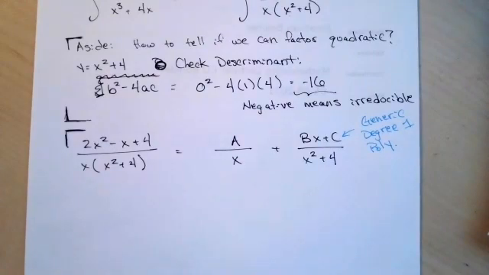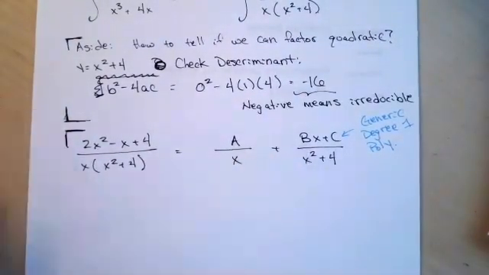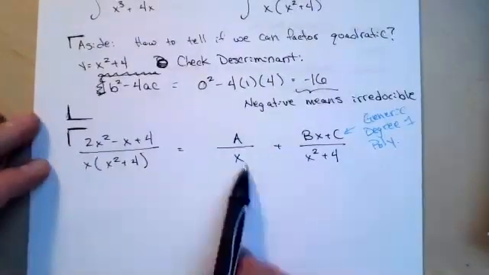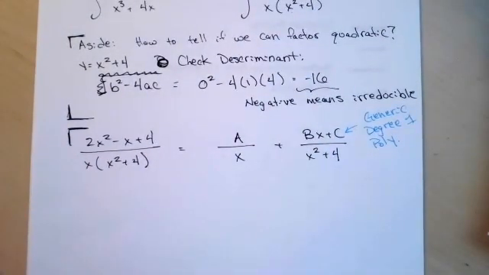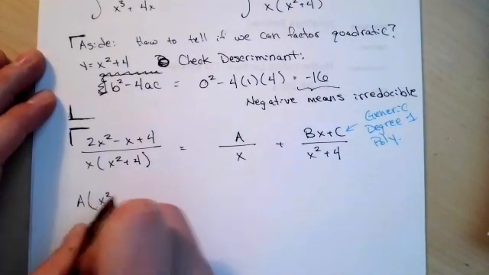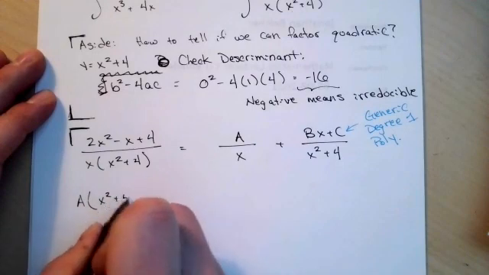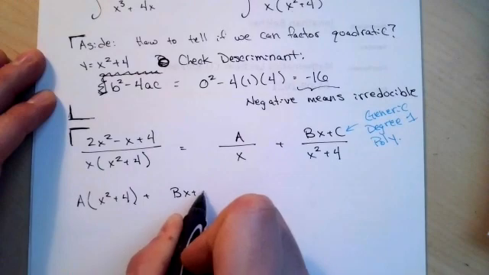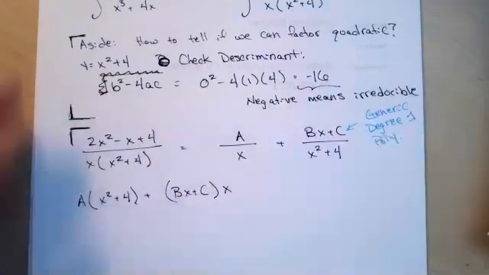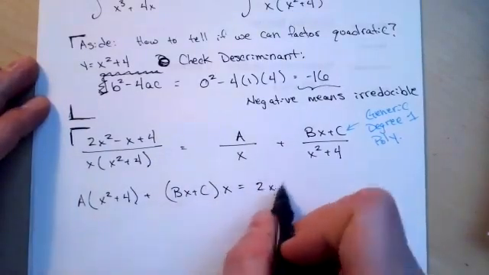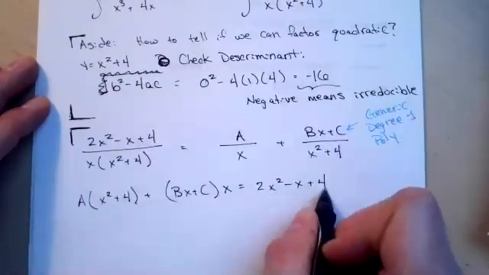Okay. And so now we want to reverse engineer, try to figure out what our constants are, a, b, and c, that will give us the same numerator if we were to try to find a common denominator here. So we'll have a times the other denominator, x squared plus 4, plus bx plus c times x equals 2x squared minus x plus 4.